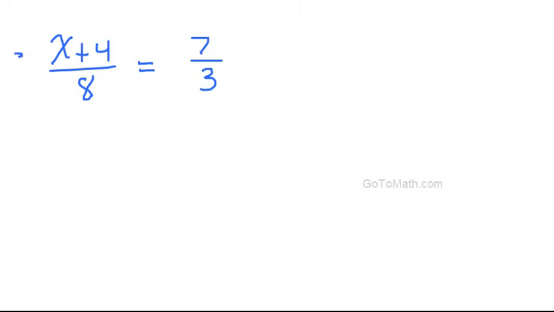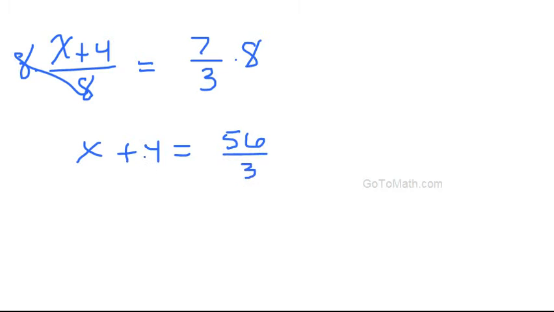Okay, so we want to multiply both sides by 8. And therefore those 8s will cancel out. We have x plus 4 is equal to, and 3 doesn't go into 8, so that's not going to simplify down any, 7 times 8 is 56 over 3. And now what we want to do is subtract 4 from both sides.